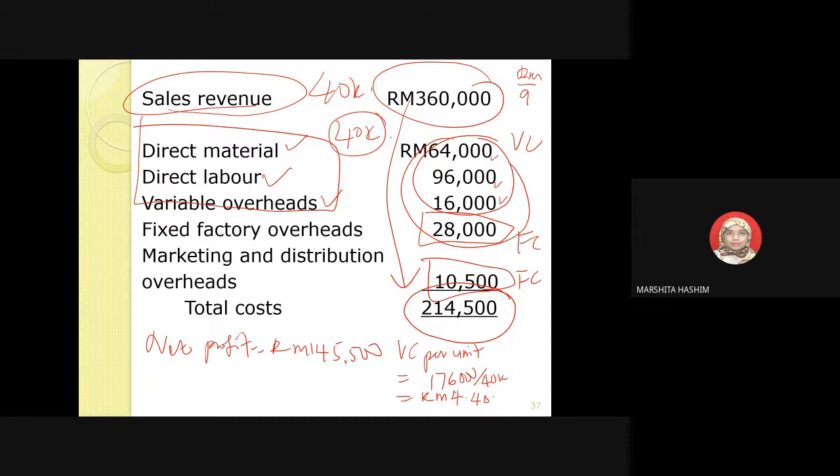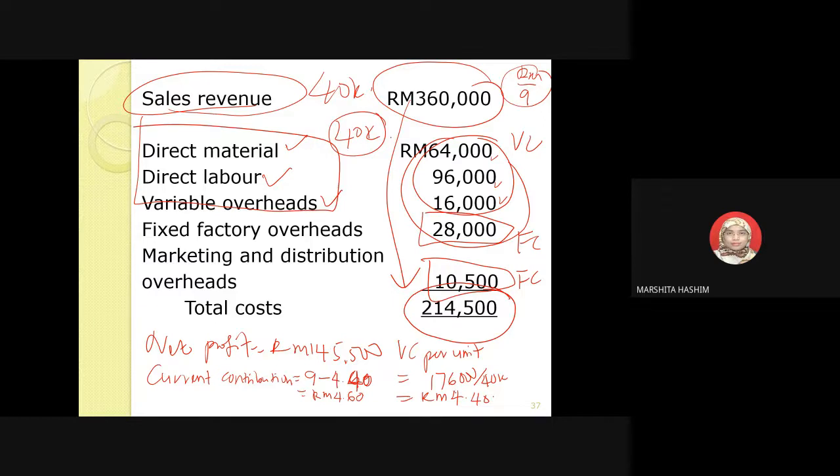Okay. And then selling price 9 ringgit. So current contribution margin. Can you calculate the current contribution margin? 4 ringgit and 50 cent. Yes. Okay. Selling price minus variable cost. So you will get 4 ringgit 60 cent contribution margin.